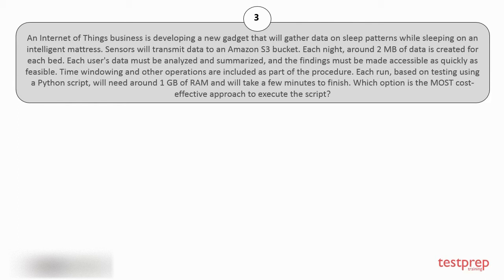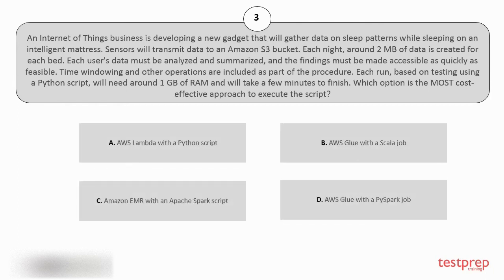Time windowing and other operations are included as part of the procedure. Each run, based on testing using a Python script, will need around 1 gigabyte of RAM and will take a few minutes to finish. Which option is the most cost-effective approach to execute the script? Your options are: A. AWS Lambda with a Python script. B. AWS Glue with a Scala job. C. Amazon EMR with an Apache Spark script. D. AWS Glue with a PySpark job. The correct answer is option A.